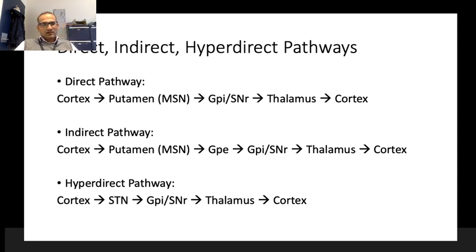As we know, the direct pathway goes from cortex to striatum to GPi to thalamus and then back to cortex. The indirect pathway does the same thing; however, from striatum to GPi it goes via GPe. In the hyperdirect pathway, we bypass the striatum and go directly from cortex to STN and then GPi, thalamus, and cortex.